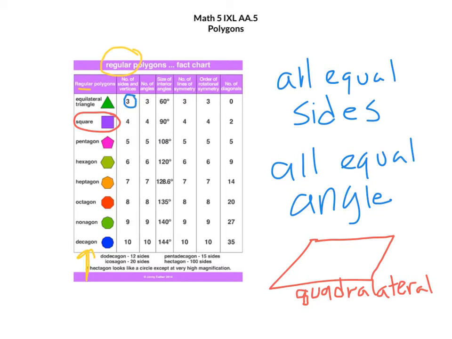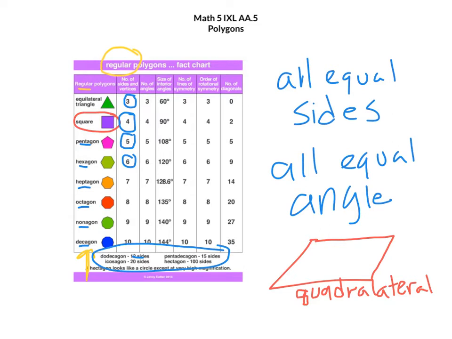So if you have three sides, triangle, four sides, square, 5 is pentagon, penta means 5, hexagon is 6, heptagon is 7, octagon, octa means 8, nonagon, I think that's the funniest one, is 9, and decagon is 10. Then you see down here we have a few more that are commonly used. Dodecagon is 12, icosagon 20, pentadecagon 15, and hectagon is 100 sides.